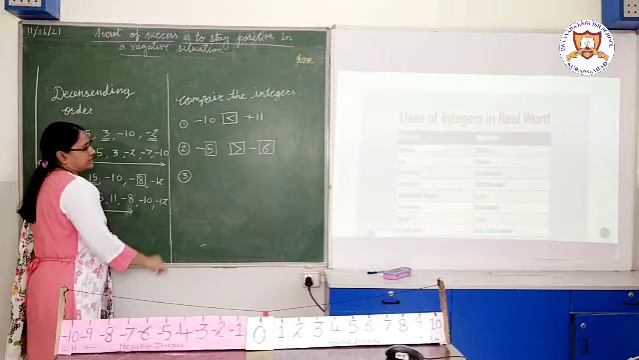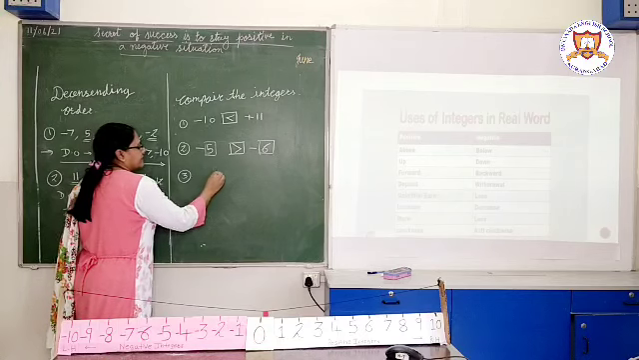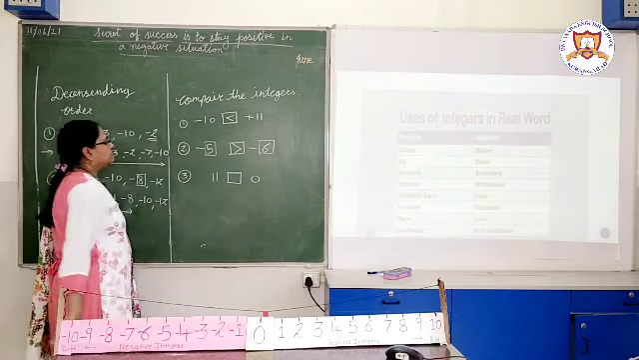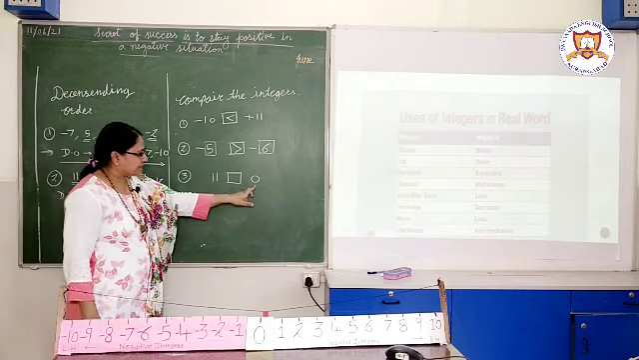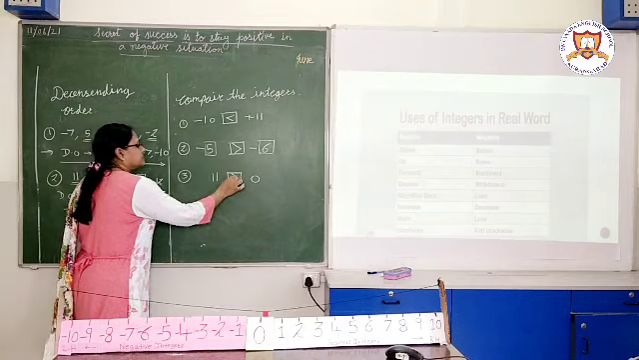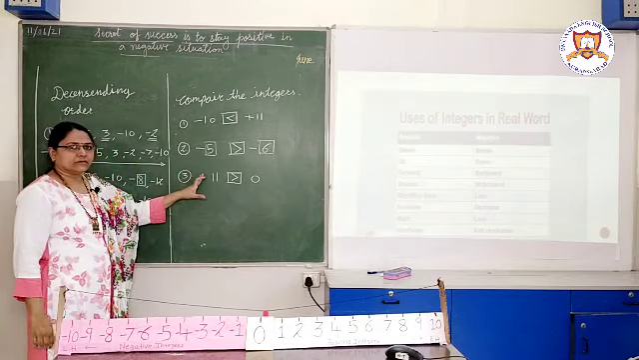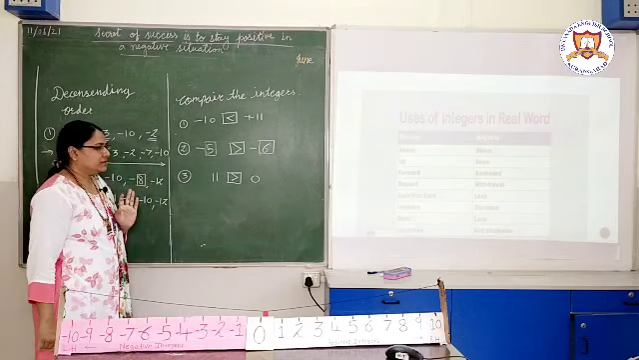Now, when comparing with zero, I will take one positive number and zero. The rule is: positive integers are always greater than zero. It may be 2 digit, 4 digit, or 5 digit; that number is always greater than 0.